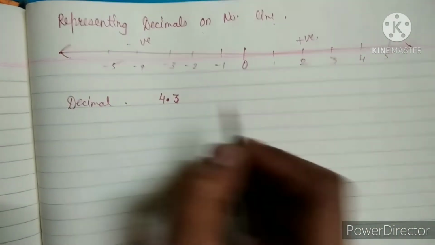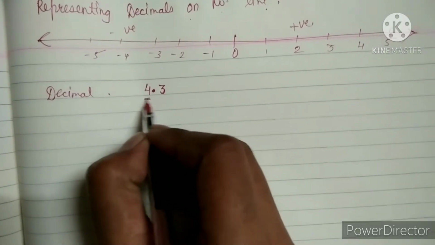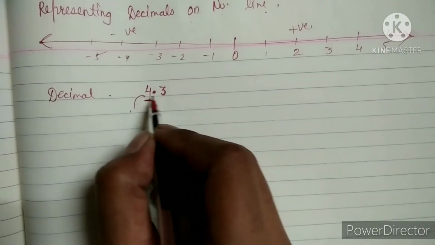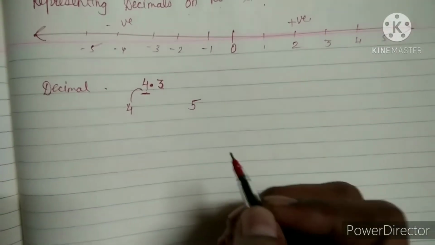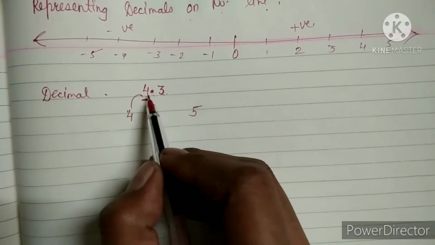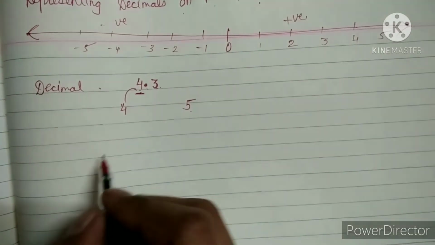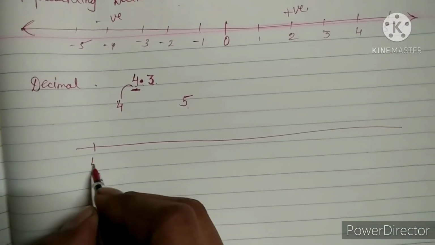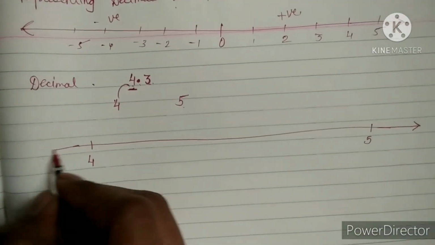4.3. Its ones place is 4. It means 4.3 will come in between 4 and 5. So on the number line you can mark 4 and 5, with arrows on both sides.